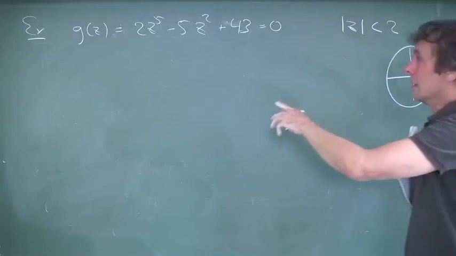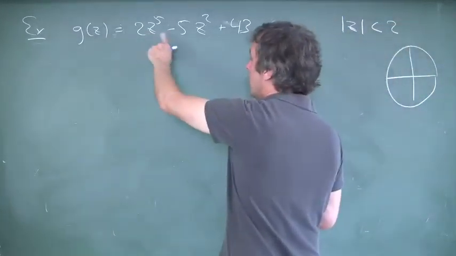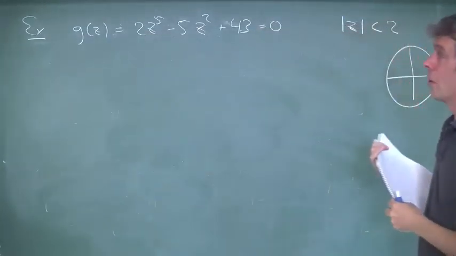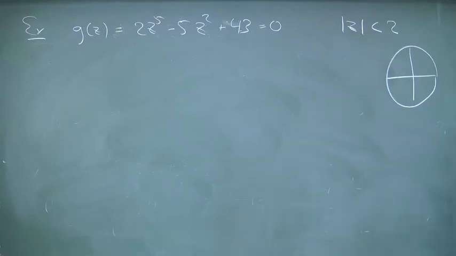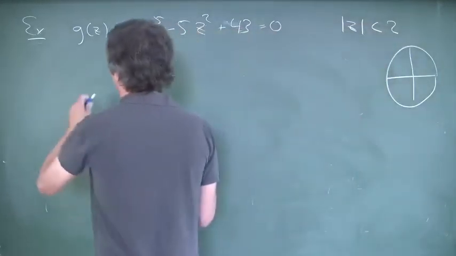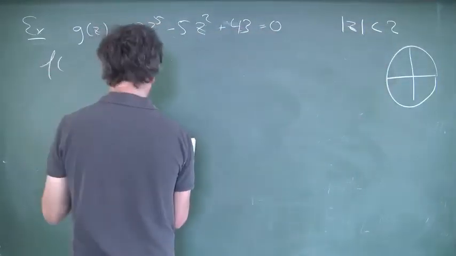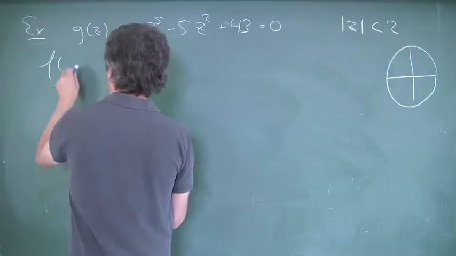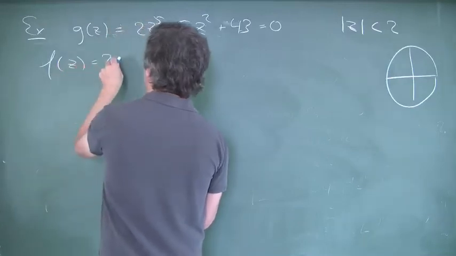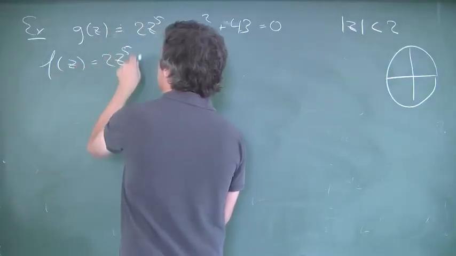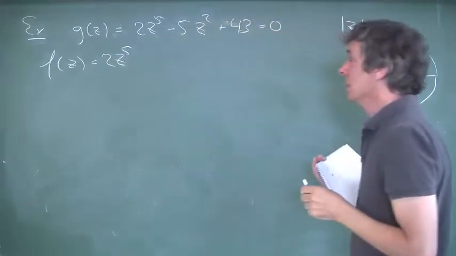Of course, since this is a polynomial of degree 5, we know that there are 5 zeros in the complex plane, but from the start we don't know how many of them will lie inside and how many outside. So the idea is now that we introduce a function f of z, which is then 2 times z to the 5th.